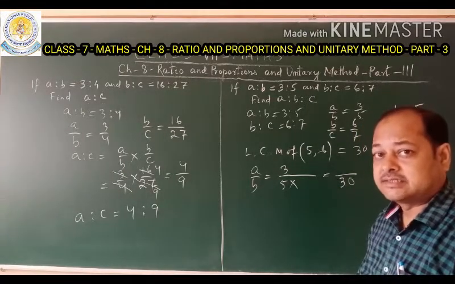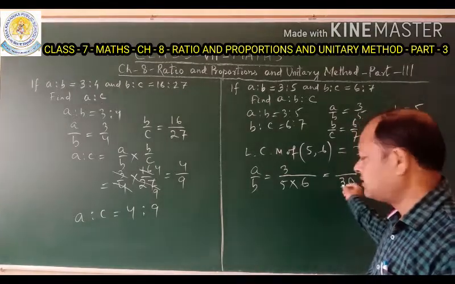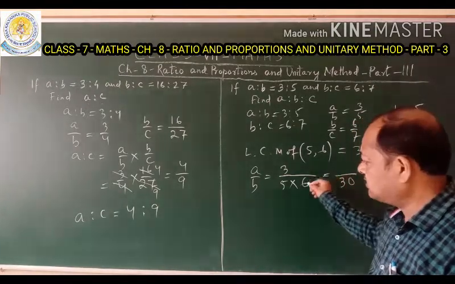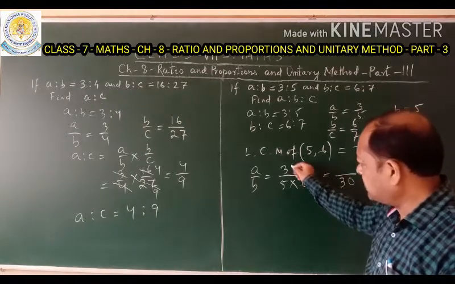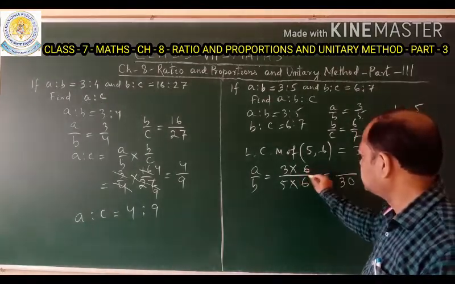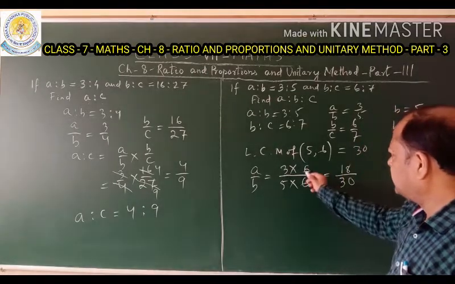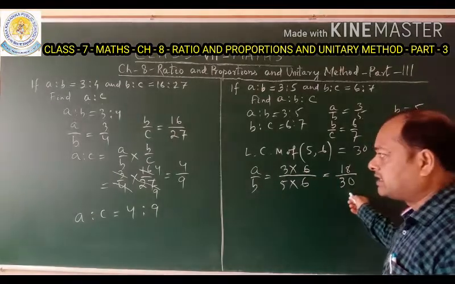Definitely that is 6. So if you multiply 6 with 5, we will get 30 in the denominator. Same value, the 6 will multiply in the numerator also. So 3 6s are how much? 3 6s are 18. Okay. So we are getting here A value as 18 and B value as 30.